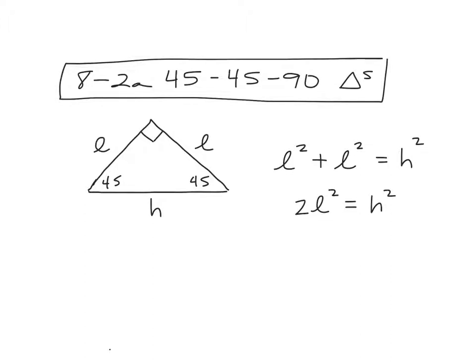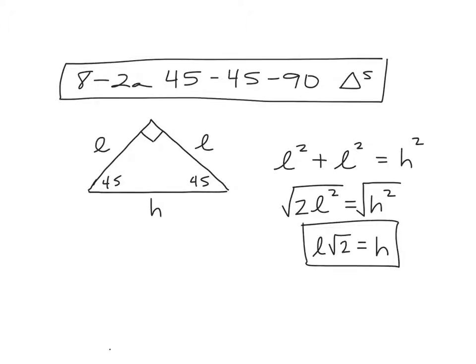Okay, now if I want to solve for H, I want to know what is the length of H. What do I have to do on both sides? Square root it. Okay, so we're going to square root both of these. Well, the square root of H squared is what? H. Okay, so that's just H. When you square root something and square it, they cancel out. The square root of 2 can't be simplified, so we're going to leave that as the square root of 2. What's the square root of L squared? L. Okay, so this is always going to be the relationship in a 45, 45, 90, where the hypotenuse is always equal to the leg times rad 2.